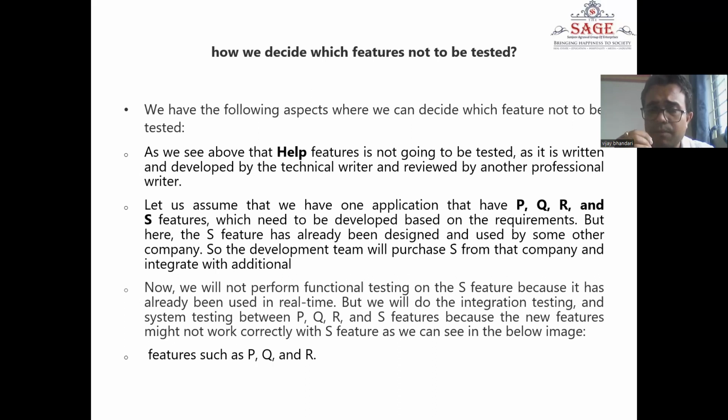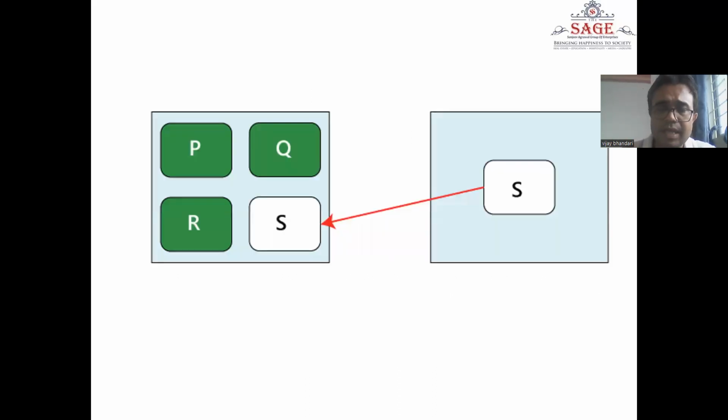As we can see in this image, S is the separate feature, right? And the old features PQR are the new features. So we cannot add S into these modules, otherwise it will affect other components also.